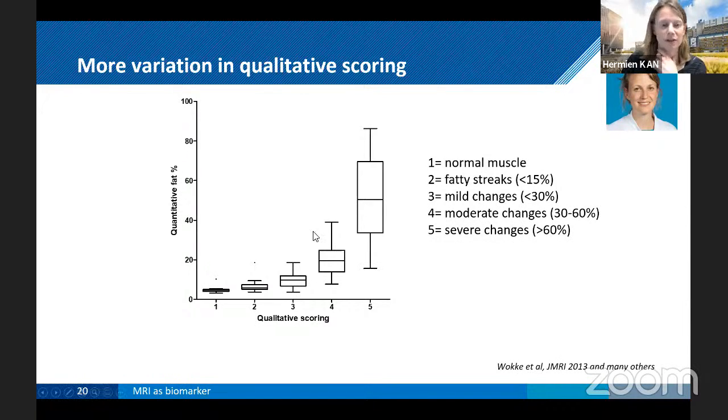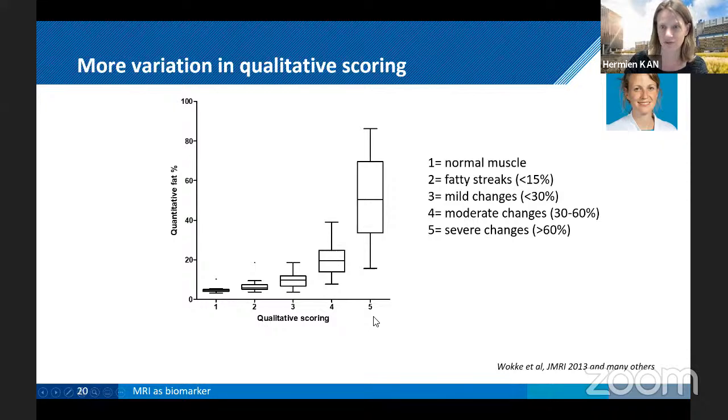So you can imagine, when we sum all these results together, that a normal muscle will also be normal on a quantitative fat percentage score. But even though it's correlated, a more severe muscle on the qualitative scoring is also more severely affected on the quantitative aspect. You can also see that the range in fat fraction in a score of 5 is huge. And if you want to test a therapy where there's only a couple of percent change in fat fraction per year, a scoring of 1 to 5 will not get you there.